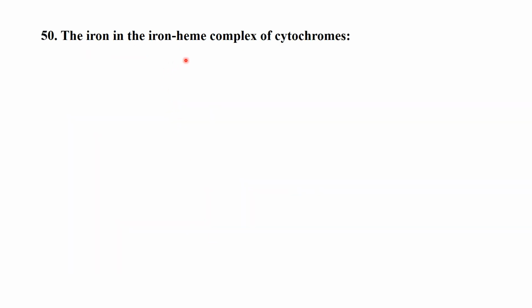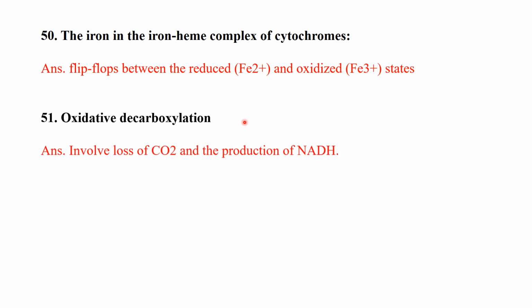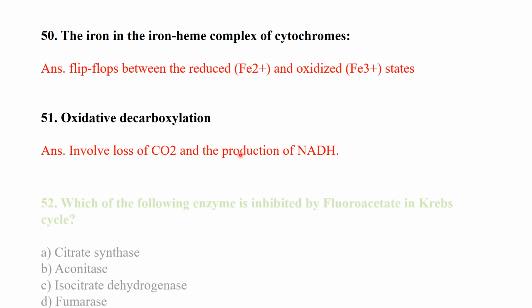The iron in the iron-heme complex of cytochrome. तो iron हमेशा flip-flops between the reduced Fe2+ and oxidized Fe3+ states. Oxidative decarboxylation involves loss of carbon dioxide and production of NADH. So it is the definition of oxidative decarboxylation.